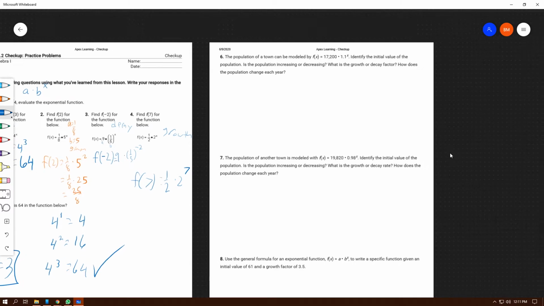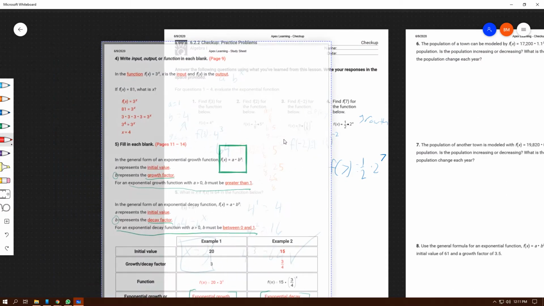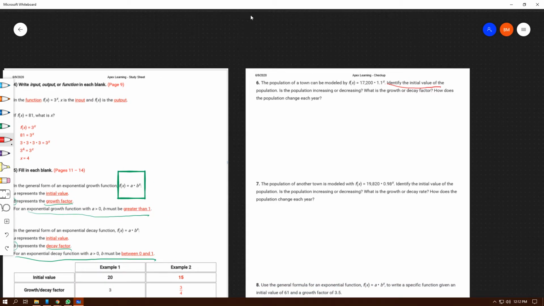All right. The population of a town can be modeled by f of x equals 17,200 times 1.1 to the x. I see the base is 1.1. That means it's growth. They want us to identify the initial value. If we go back and remember, my initial value is always that a value. So I know my a is equal to 17,200.